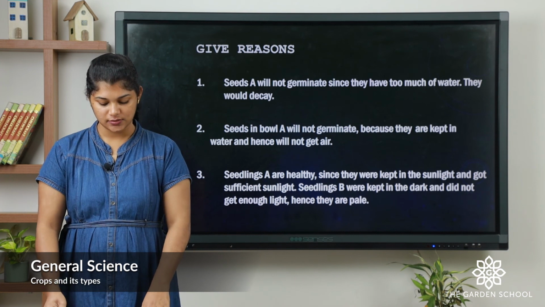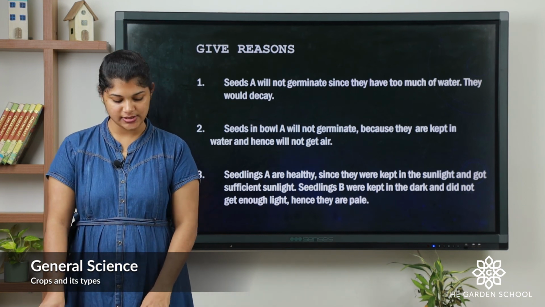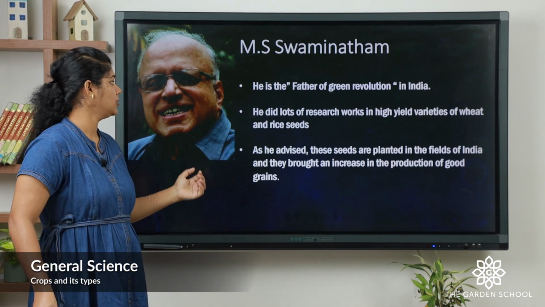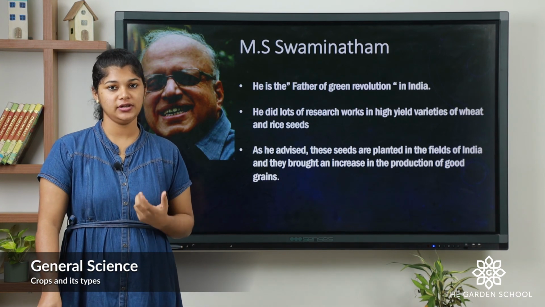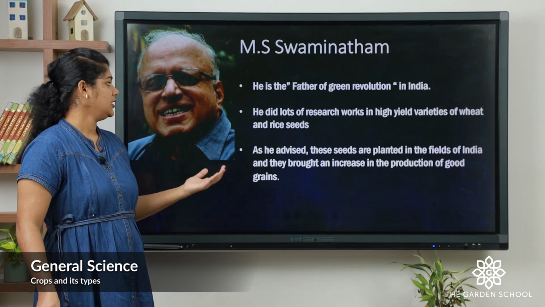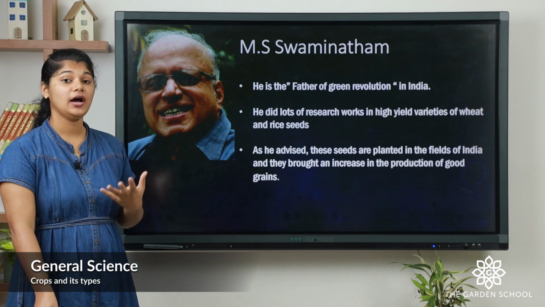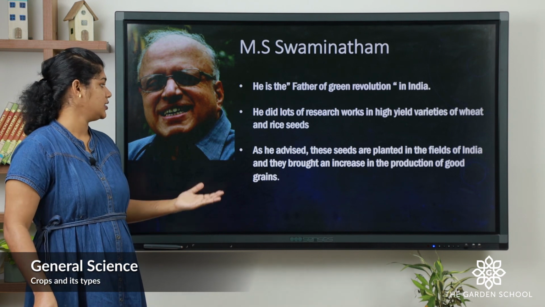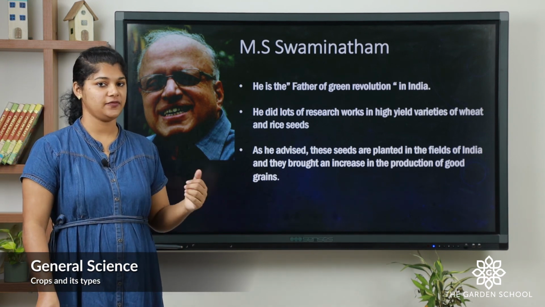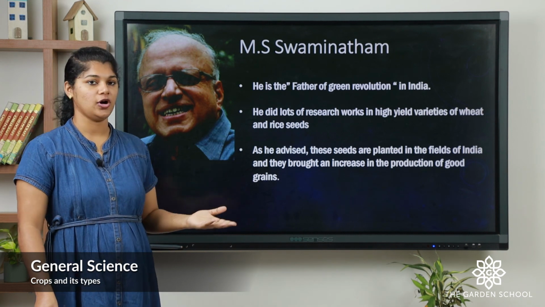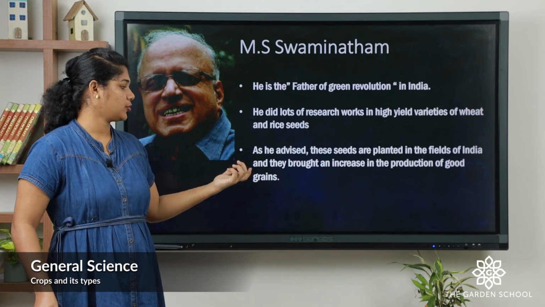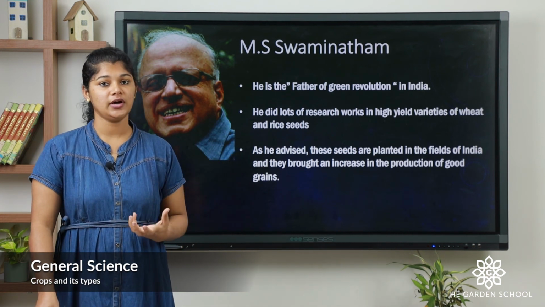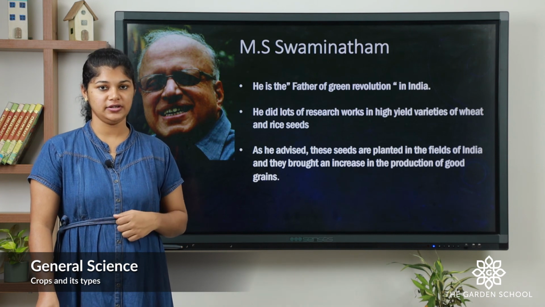Next, in this chapter, we are going to see about a great scientist. You can see here, he is M.S. Swaminathan and he is known as the father of Green Revolution. You know why? Because he did a lot of research about the high yield varieties of wheat and rice seeds. So, as he advised, the seeds were planted in the fields of India and after that they brought a great increase in the production of good grains in India. So, that is why he is called the father of Green Revolution.